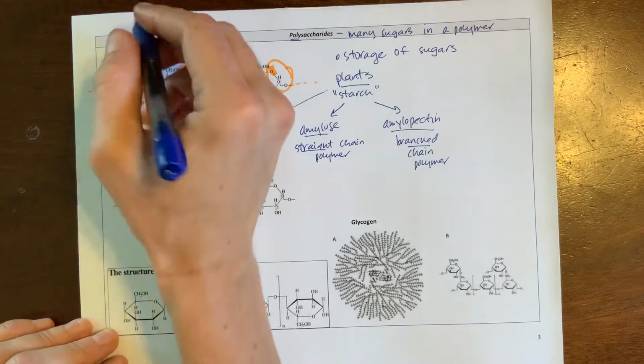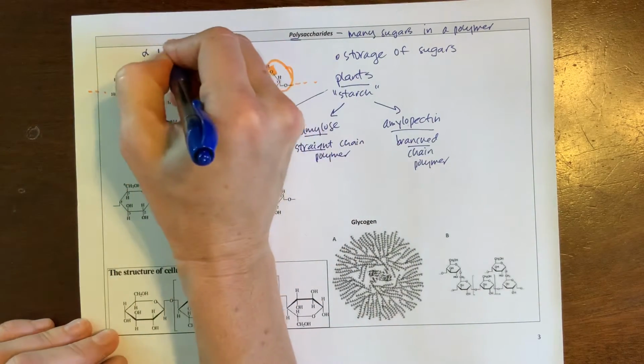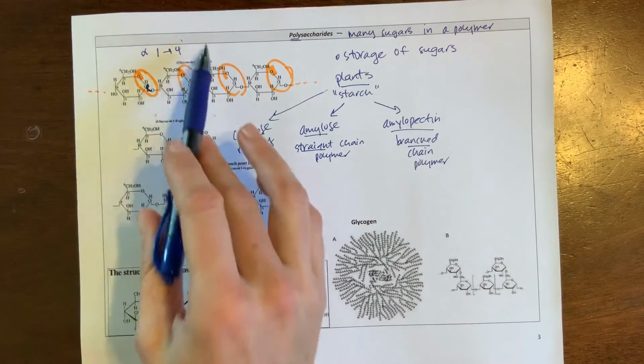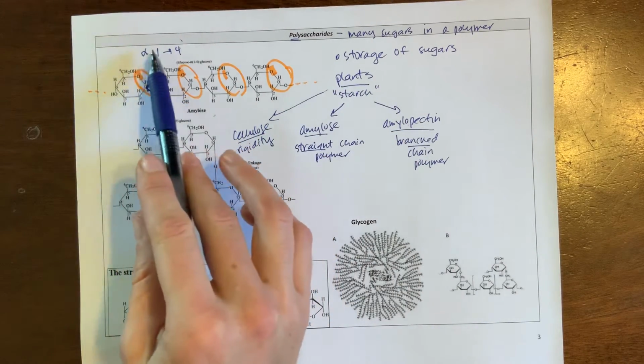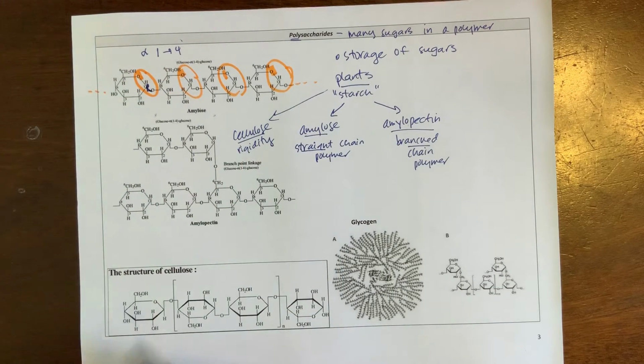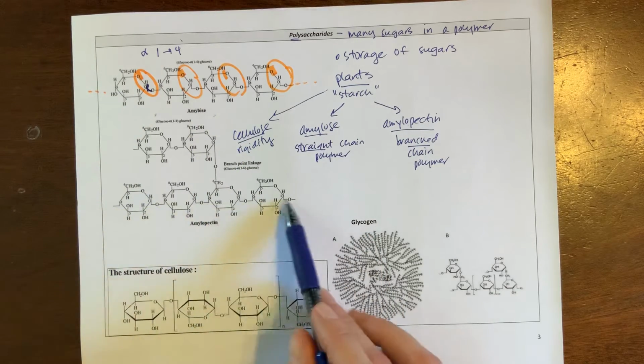So because it's angled down, I would say that this is an alpha 1. And then it's connected over here to the 4. And so in amylose, the only type of connection that I see is alpha 1 to 4 connections or glycosidic bonds.